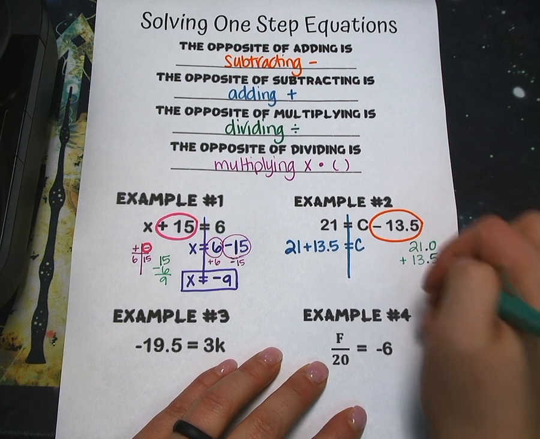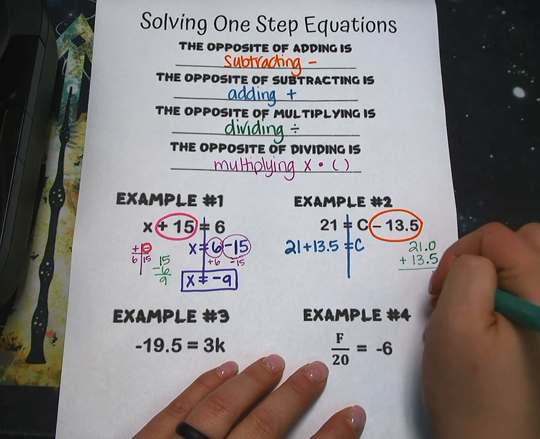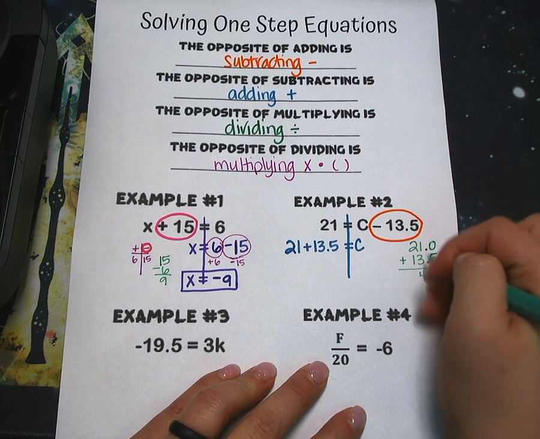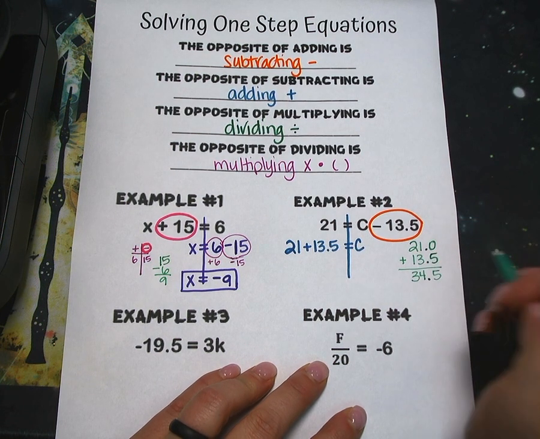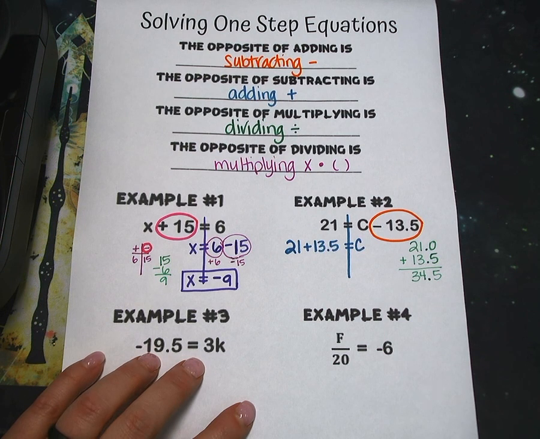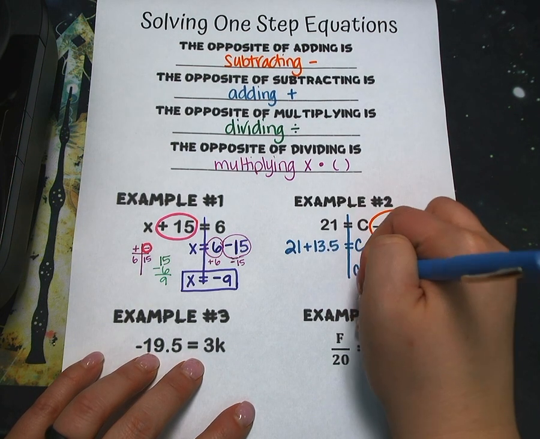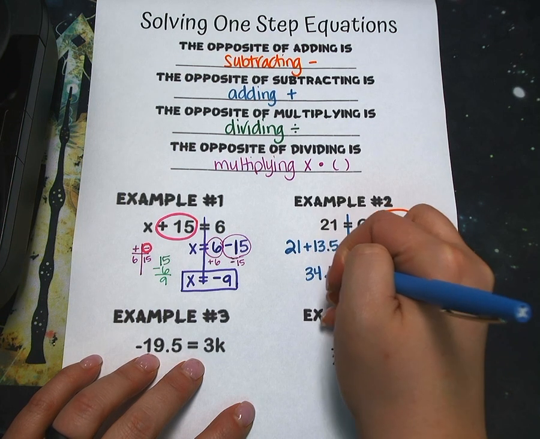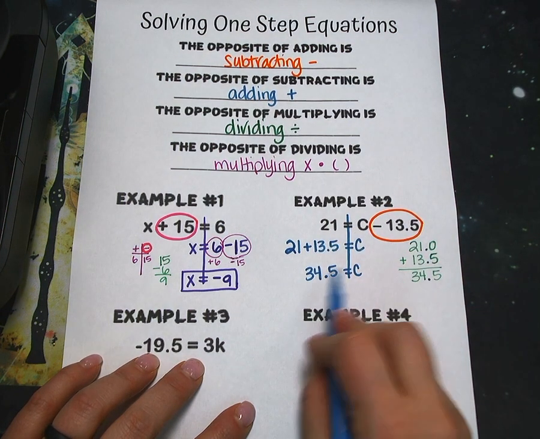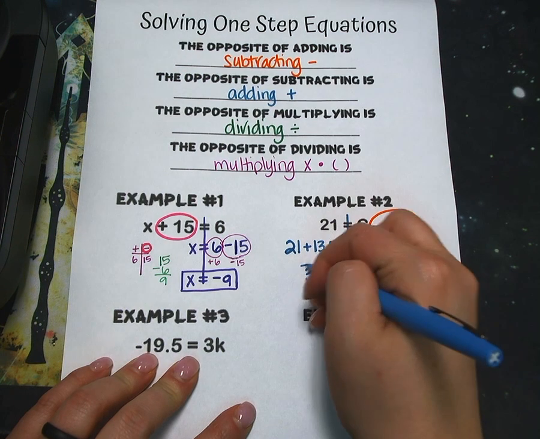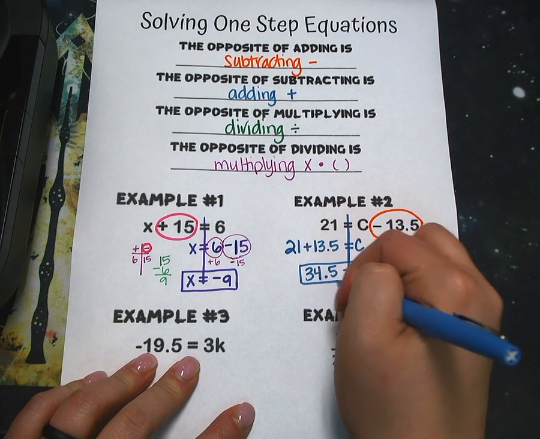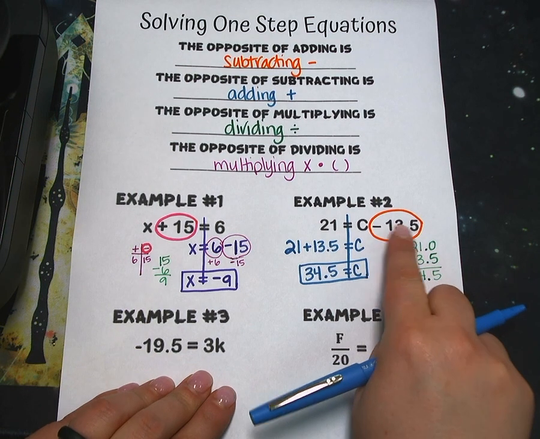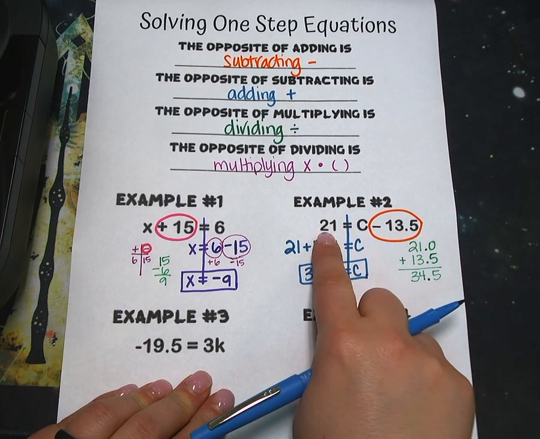And again, I am adding. So I'm just going to put that plus sign. 5 plus 0 is 0. Bring down your decimal. 1 plus 3 is 4. 2 plus 1 is 3. So my final answer will be C equals 34.5, or 34.50 if it was money. And again, if I wanted to check my answer, I could plug it back in. I could say 34.50 minus 13.50 leaves me with $21.